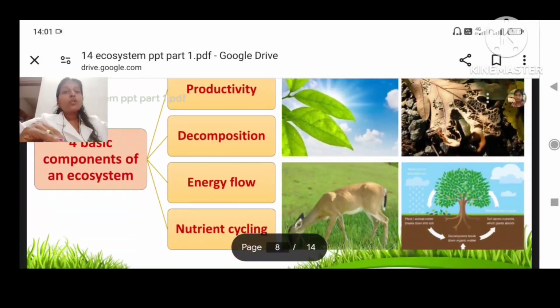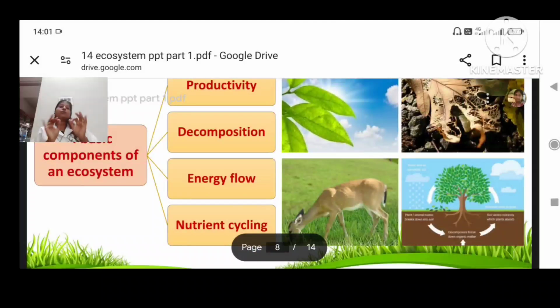Now we are moving on to the 4 basic components of ecosystem, very important. Okay, so these were all general ideas only. I think most probably question may not come in much, but from here we are moving into the chapter. So what are the basic components of an ecosystem? 4 components are there. So what are the 4 components?